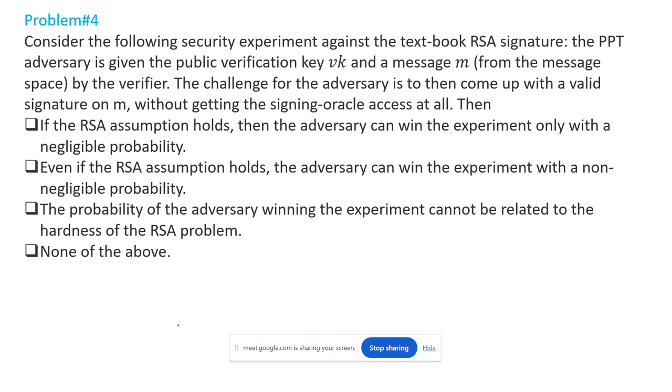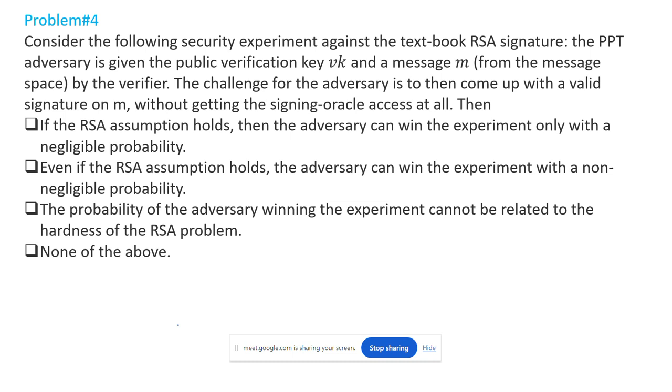Any answer? Ma'am, is A the answer? A, B you were saying? A, first option. Okay. Why? Any thought? Because RSA signature is based on the RSA assumption, and so the adversary would be able to guess the correct signature only with negligible probability.